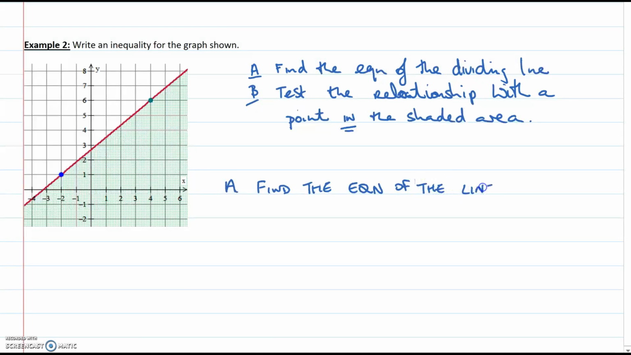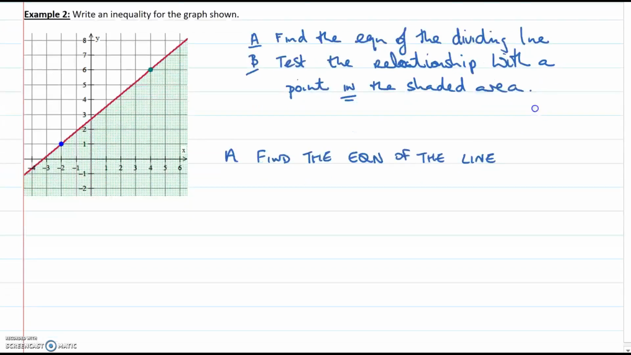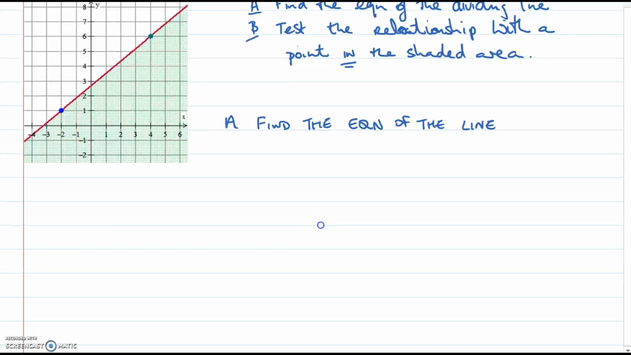Well, when we look at this line, we know 2 points that are on the line. This point here in blue is the point (-2, 1). So we have the point (-2, 1) on that line. And we also have another point, the point in green, which is (4, 6).